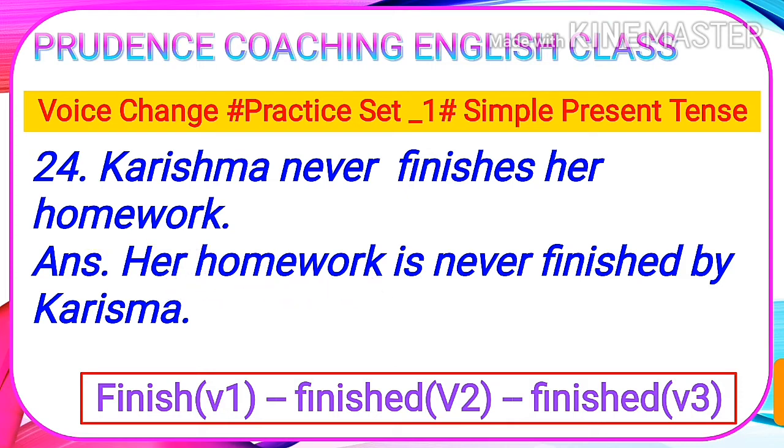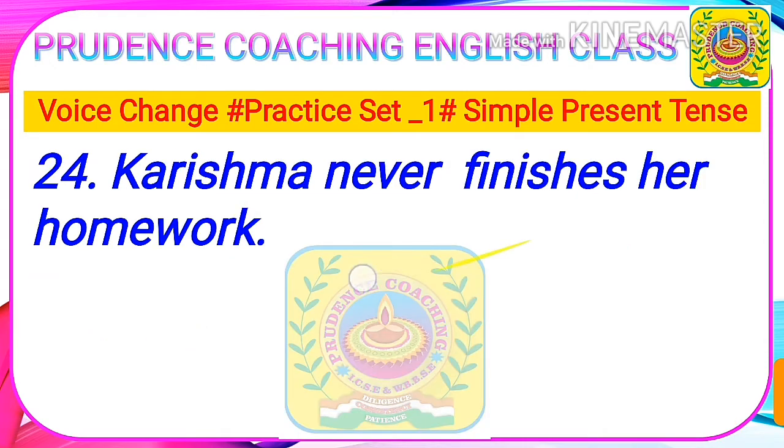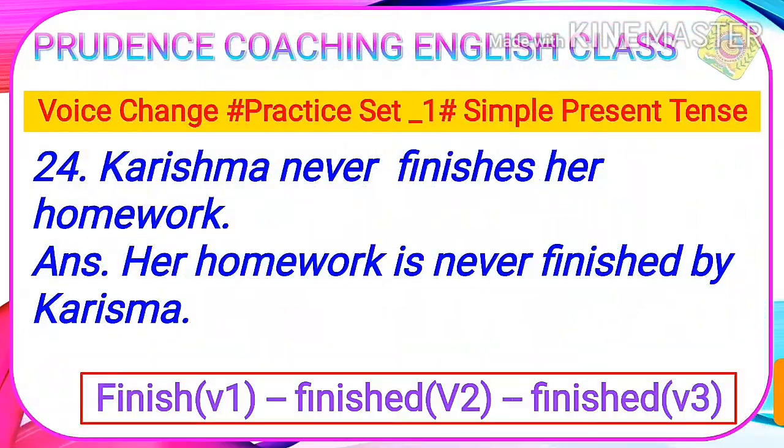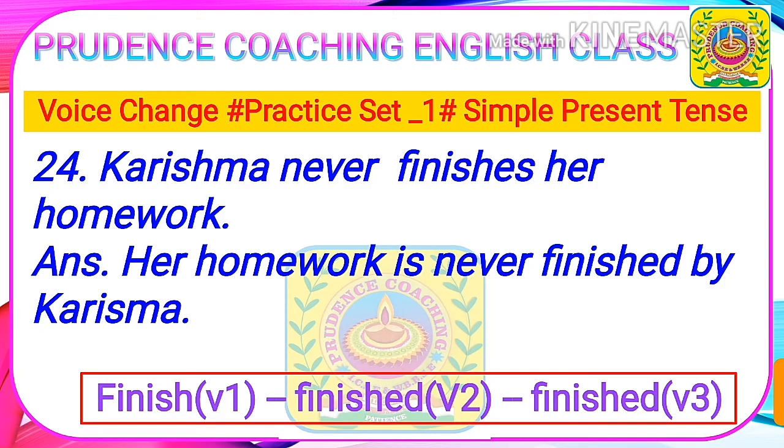After that, we need to choose is, am, are according to our new subject, because the verb given in the active voice is in simple present tense. So with her homework we will use is, because her homework, this one is in singular, so we will use is after it. After that, we need to use the adverb that is given in the active voice, never. After that, we need to use the V3 form of the verb, and finish becomes finished in the V3 or the past participle form. So we have used finished, and we will write a preposition by and end with Karishma. So our final answer will be her homework is never finished by Karishma.